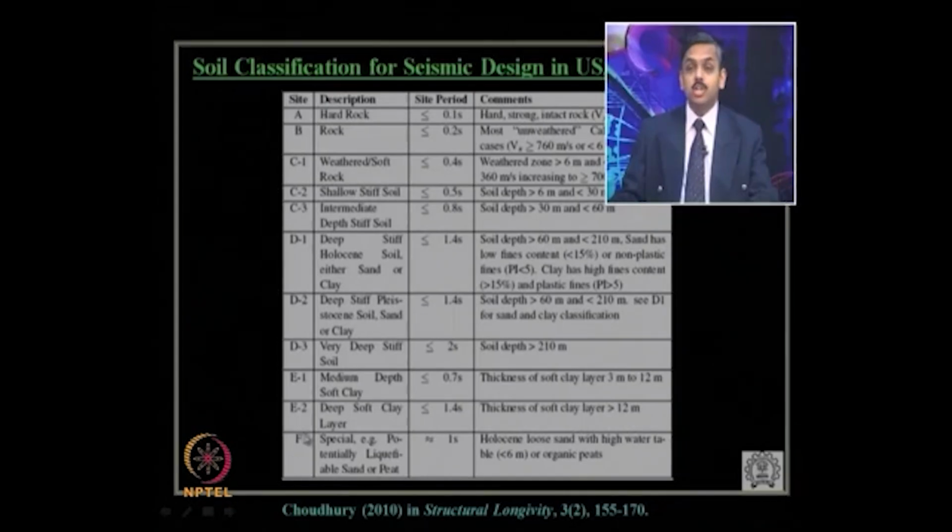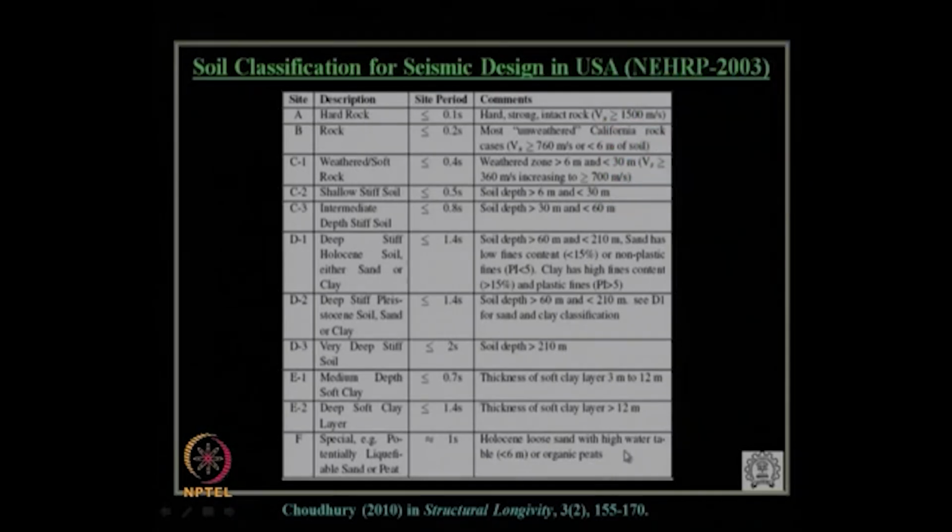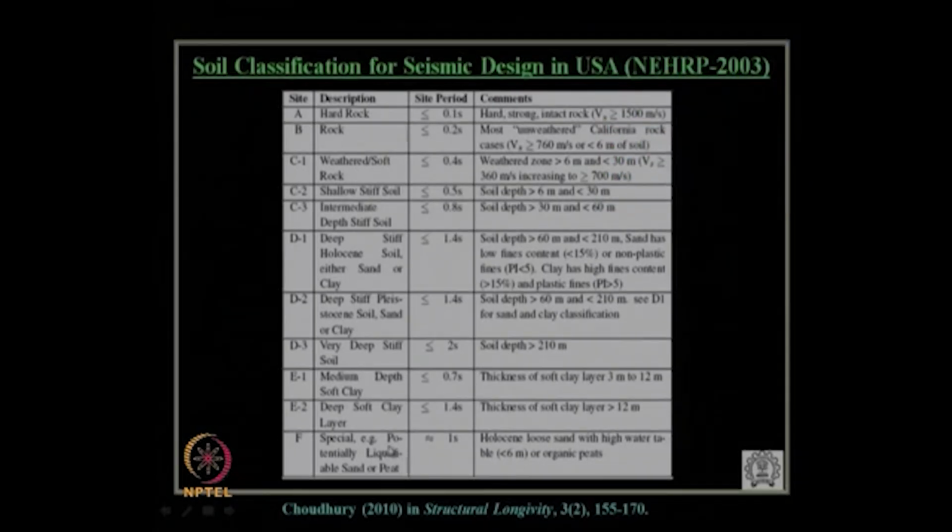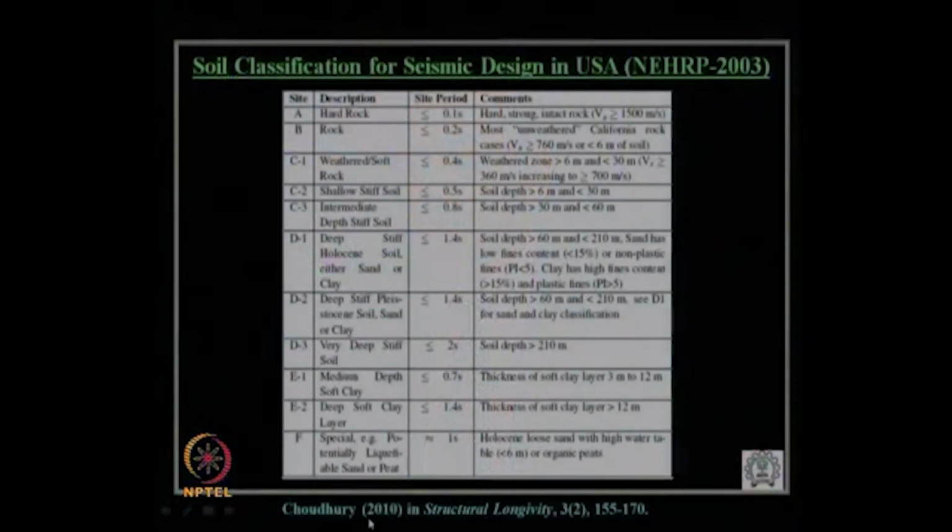Whereas site classification F refers to special type of soil, which is potentially liquefiable soil, that is potentially liquefiable sand or peat. So, these are most vulnerable as far as earthquake is concerned. Their site period is about 1 second and Holocene loose sand with high water table, then only the chances of liquefaction will be more, as we know, and the organic peat contents. So, the details you can obtain in this journal paper, as you can see over here, Structural Longevity, this paper.